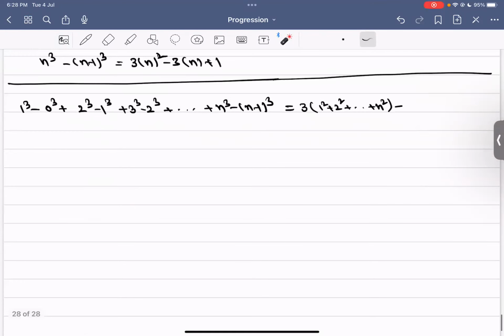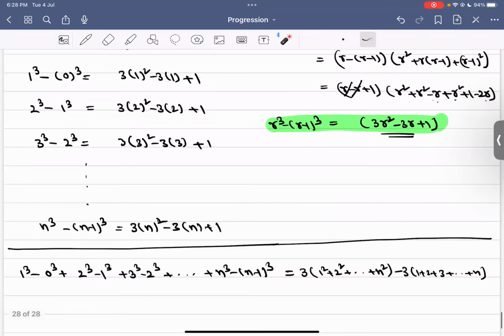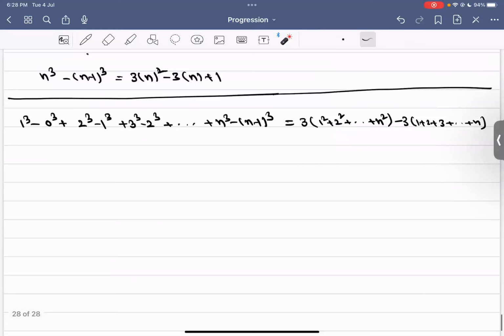Up to n, minus 3 into 1 plus 2 plus 3 plus etc. up to n. Next, the last one is to add all the ones: 1 plus 1 plus 1 plus 1. How many times? n times. Therefore, 1 plus 1 plus 1, n times, is what? n.